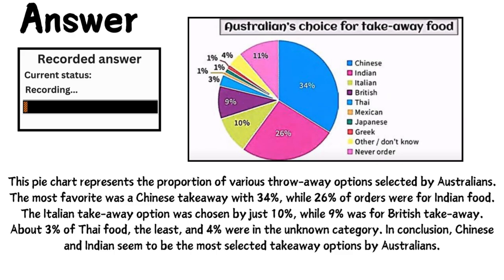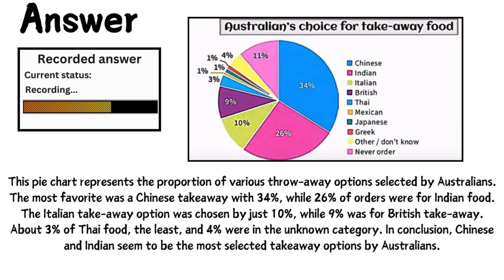This pie chart represents the proportion of various takeaway options selected by Australians. The most favorite was a Chinese takeaway with 34%, while 26% of orders were for Indian food. The Italian takeaway option was chosen by just 10%, while 9% was for British takeaway.